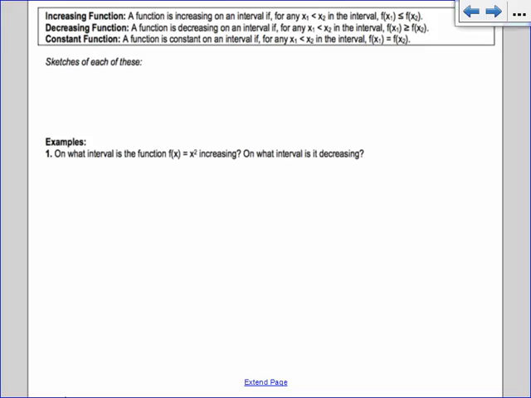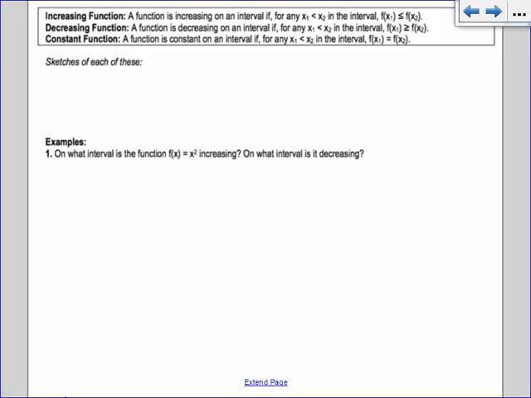All right, so the next thing we have is also an easy concept, but the definition is a little bit strange. So it says increasing function. A function is increasing on an interval if for any x1 and x2 in that interval, f of x1 is less than or equal to f of x2. And then decreasing, same idea: f of x1 is greater than or equal to f of x2.